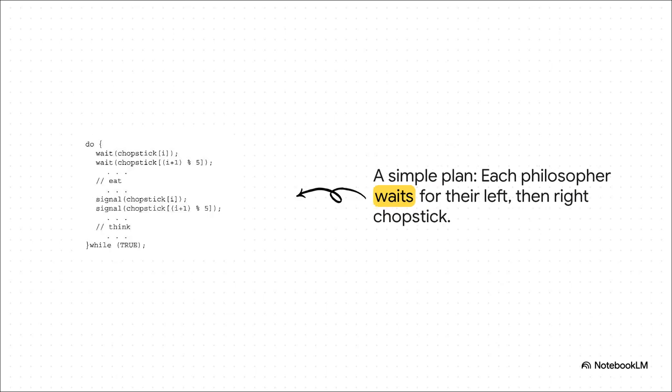So, let's model each chopstick as a semaphore. A perfectly logical plan would be for each philosopher to do this. First, wait on their left chopstick to pick it up. Then, wait on their right chopstick. When they have both, they eat. It seems simple, straightforward, totally logical. I mean, what could possibly go wrong?